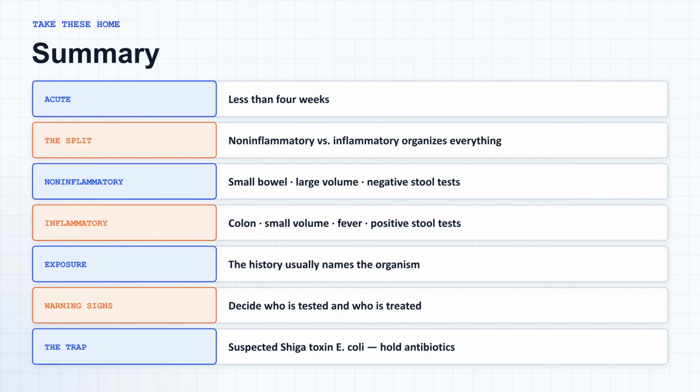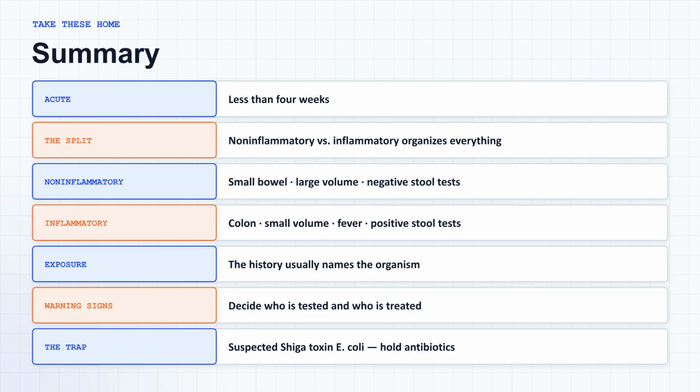First, acute means less than 4 weeks, and the non-inflammatory versus inflammatory split organizes everything. Second, non-inflammatory means small bowel, large volume, negative stool tests, and almost never antibiotics. Third, inflammatory means colon, small volume, fever, tenesmus, and positive stool tests. Fourth, the exposure history usually names the organism. Fifth, the warning signs decide who gets tested and who gets treated.